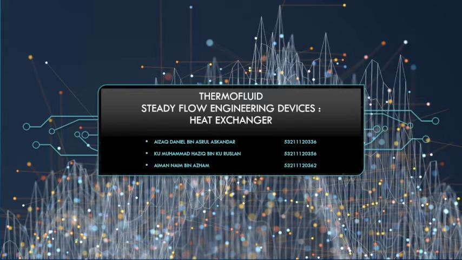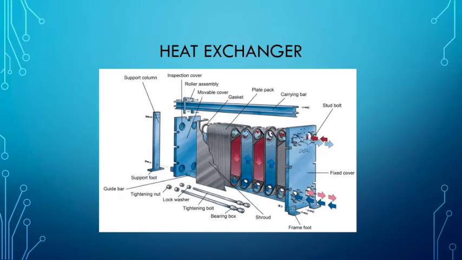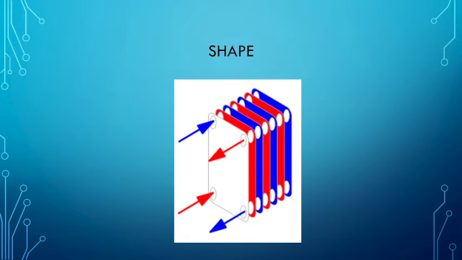Okay, so we present about the steady flow engineering devices, which is heat exchanger. Okay, so we choose the plate type of heat exchanger, and about the shape, it is just a normal rectangle shape that's stacked between other plates. Normally in the industry, they use stainless steel, titanium, and aluminium.